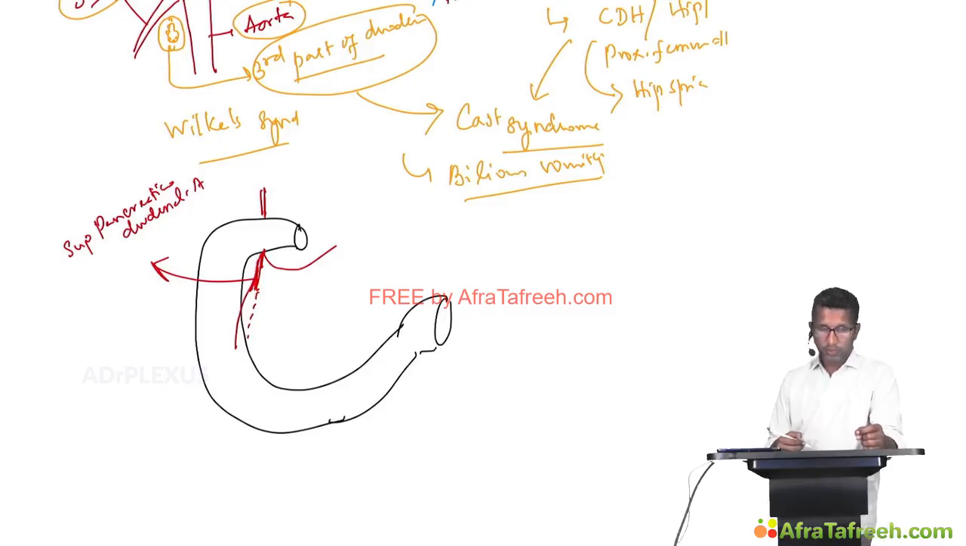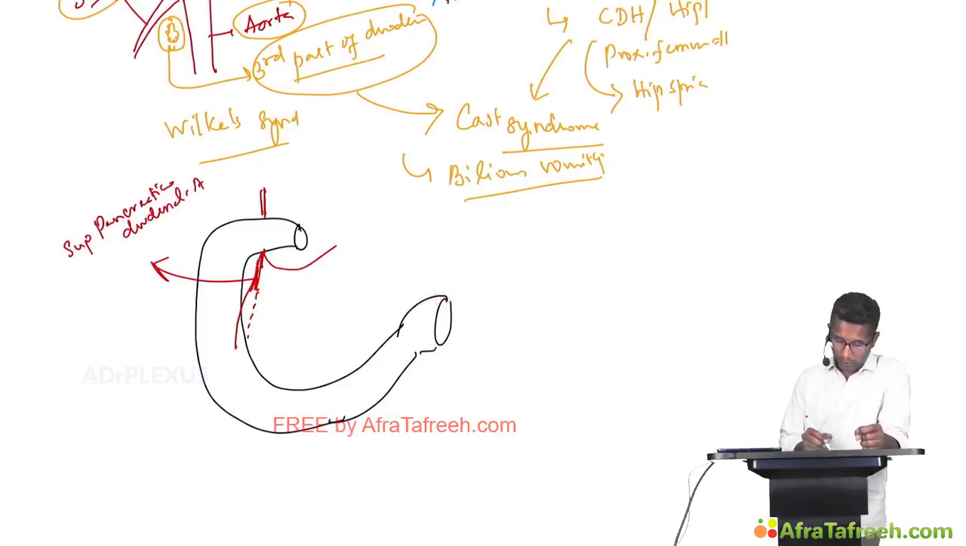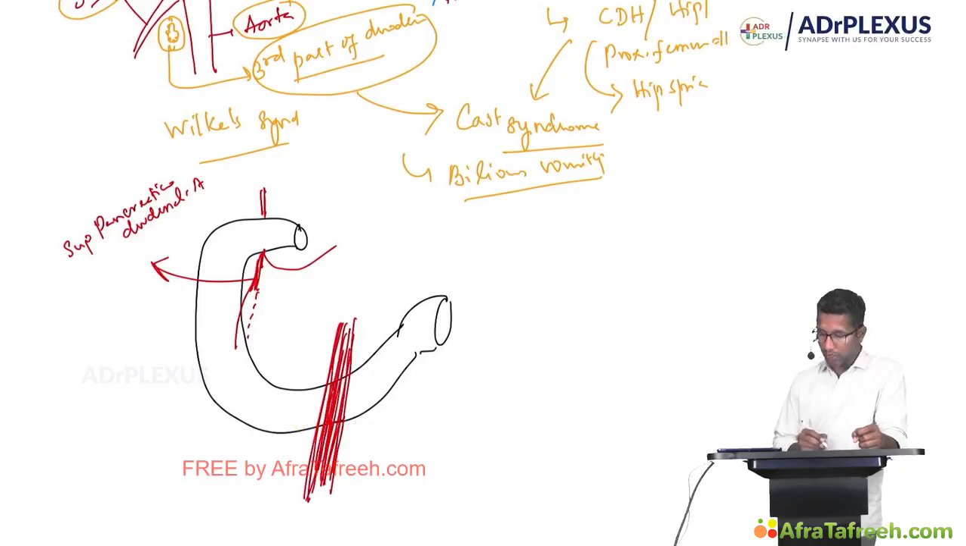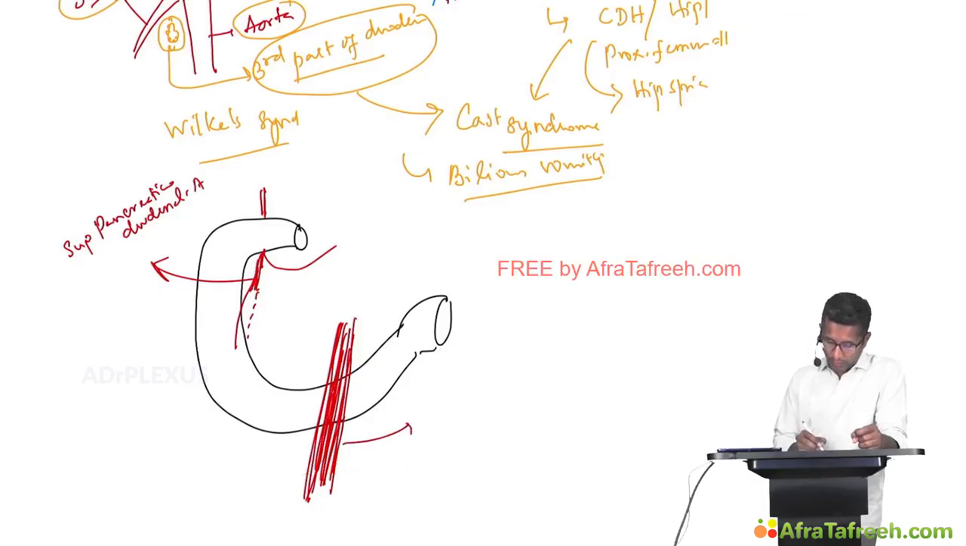Now next comes the inferior pancreatico-duodenal artery. I hope you know there is an artery which crosses in front of the third part of the duodenum. Yes guys, the artery which crosses the third part of the duodenum in front is the superior mesenteric artery.